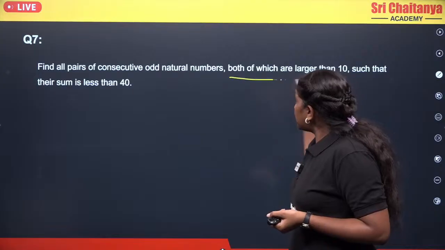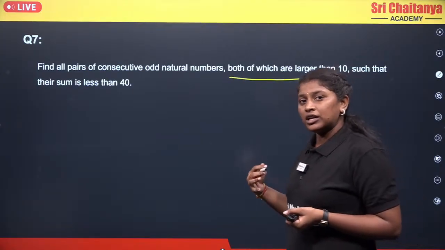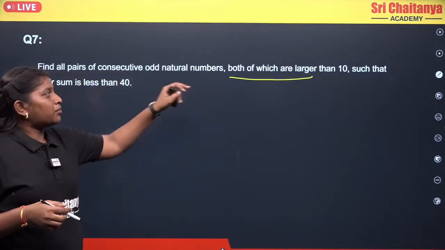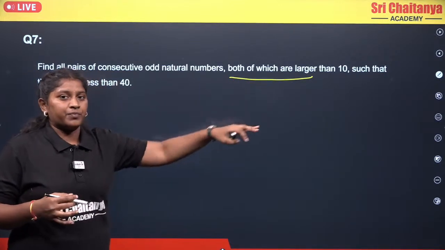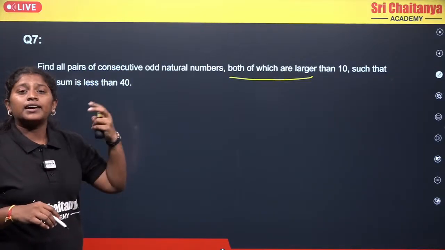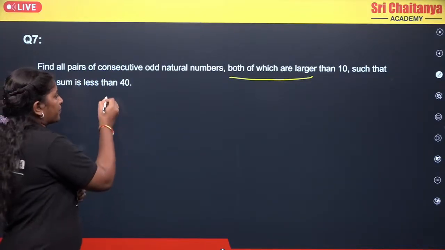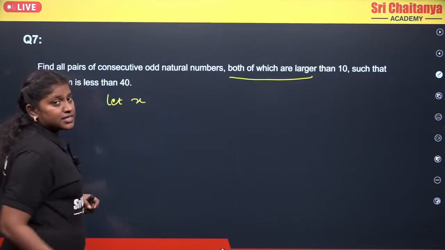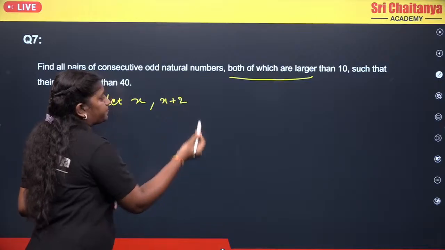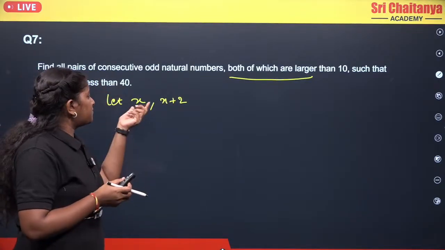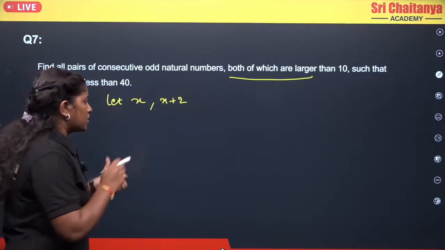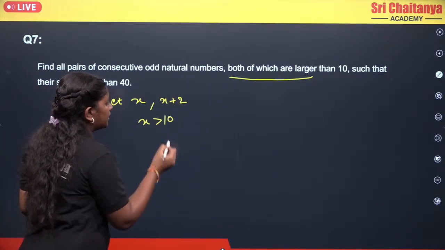Just break down the given question and take the inequalities required to get the value. If you observe here, both of which are larger than 10. It means if you take the two consecutive odd numbers, both are greater than 10. So I am taking x as one of my odd numbers, and the other will be x plus 2. From the first condition, because both are greater than 10, x is also greater than 10.